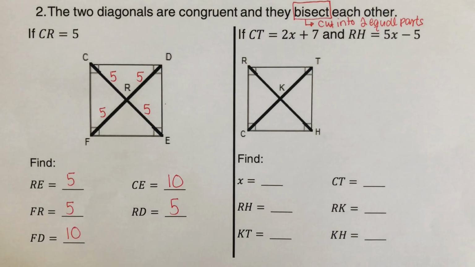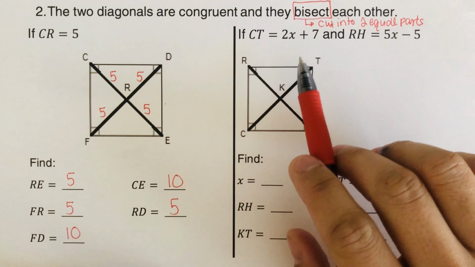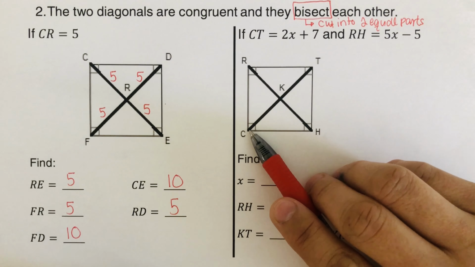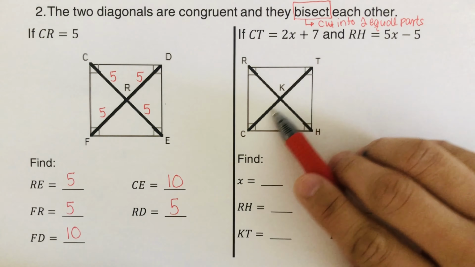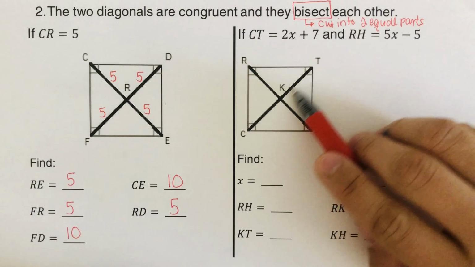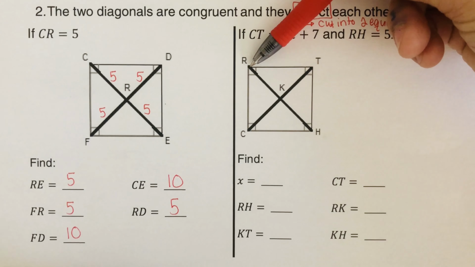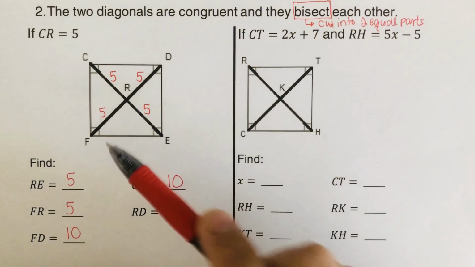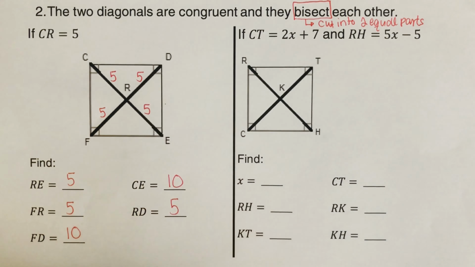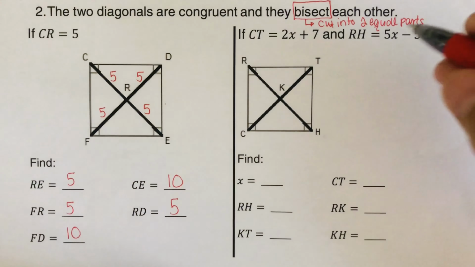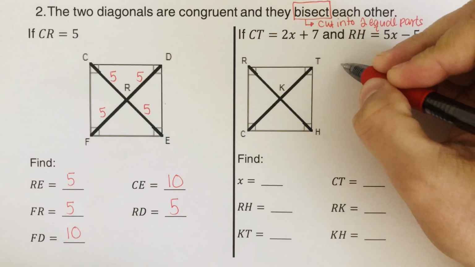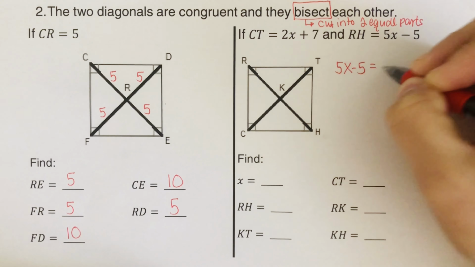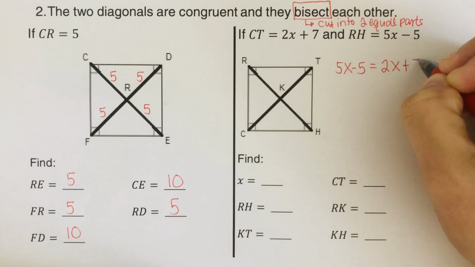Okay, since CT is 2x plus 7, this whole diagonal is 2x plus 7, and RH, this whole diagonal here, is 5x minus 5. Remember, the two diagonals are congruent, so they're equal to each other. So we can go ahead and set them equal to each other. That's 5x minus 5 equals 2x plus 7.